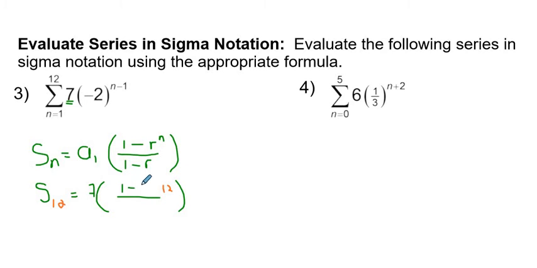So we just do 1 minus r. The beautiful thing about r is it's always the thing in the parentheses up here. So r is negative 2 right there. I'm going to put that down here in parentheses as well.